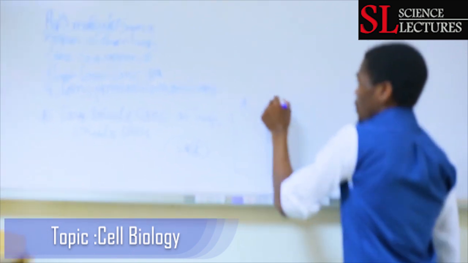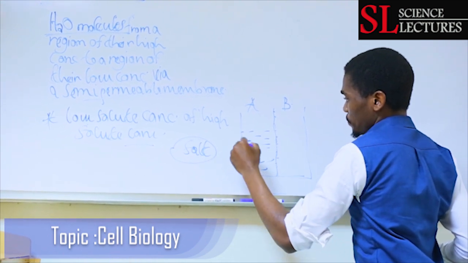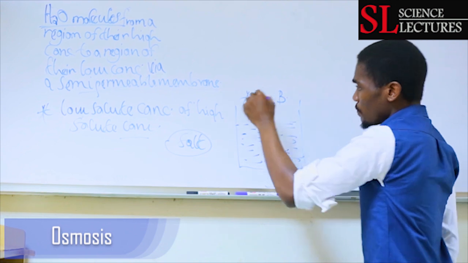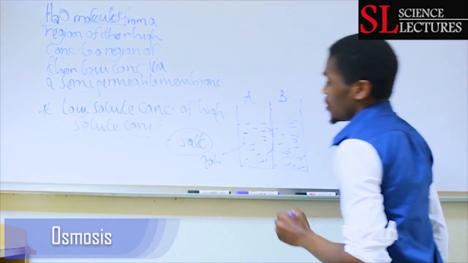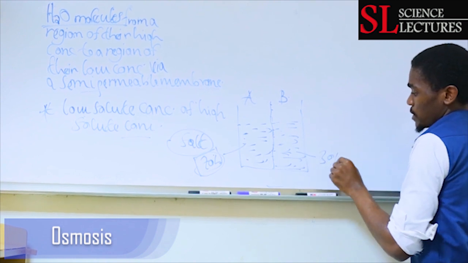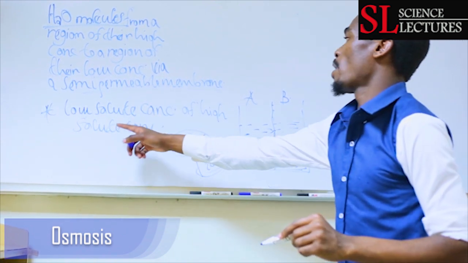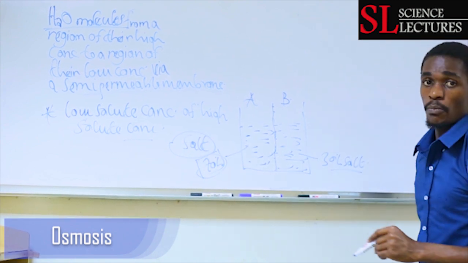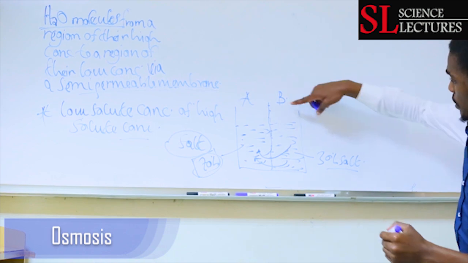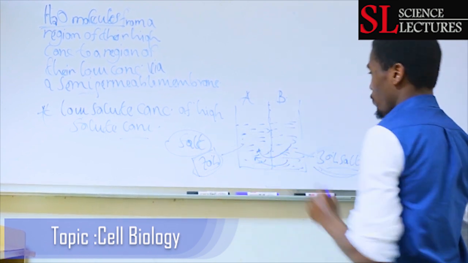Then I have solution A and solution B, and they are at the same level. If solution A has 70% salt concentration, and solution B has 30% salt, and we've defined osmosis as moving from a low solute concentration to a high solute concentration, that means the water molecules will move from region B to region A, because region B has limited solutes as compared to region A.